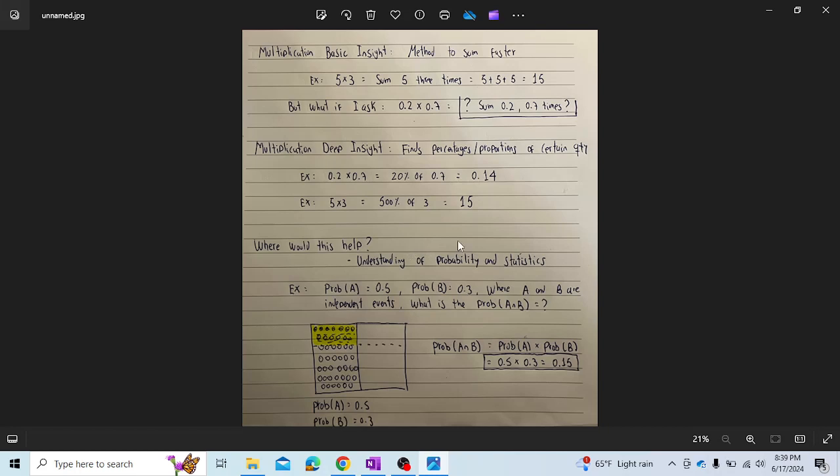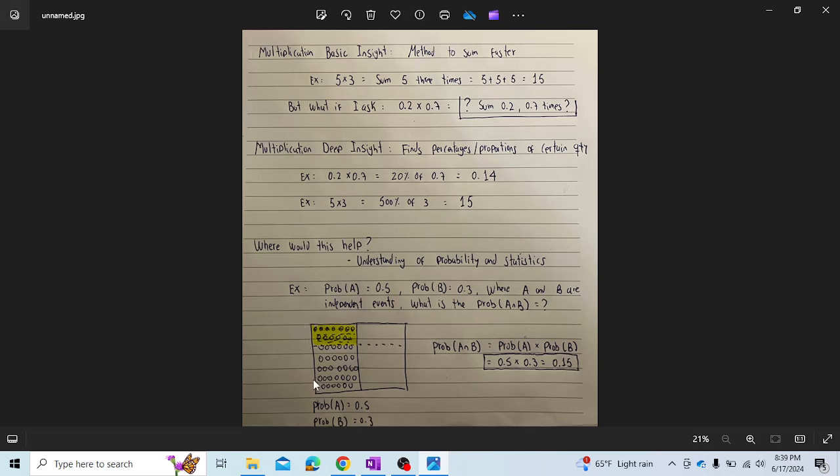And I think this will help you a lot when you get into probability and statistics, right? So if, for example, you have probability of A event is 50% and probability of B event is 30%, and you want to know what is the probability of A and B to happen, assuming both of these events are independent from each other, then the best way to approach this is by thinking about a proportion, right?